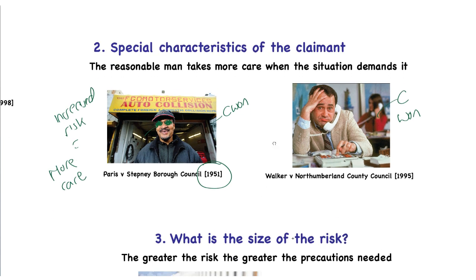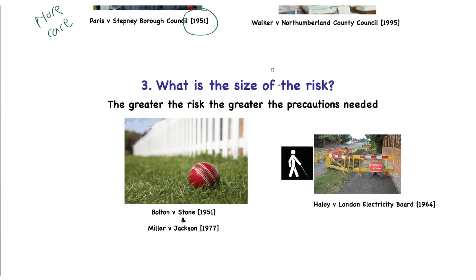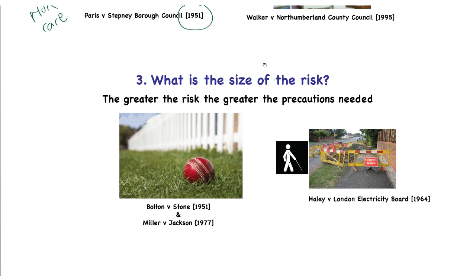Let's take a look at the third factor, and that is that one has to consider the size of the risk. And the key factor for this, the court will consider the likelihood of harm occurring. The greater the risk of harm, the greater the precautions that will need to be taken. And the way in which we demonstrate this is by looking at the two famous cricket cases, Bolton v Stone and Miller versus Jackson. Both cases involve damage caused by cricket balls. And in both of those cases, the cricket balls have been hit out of the ground.